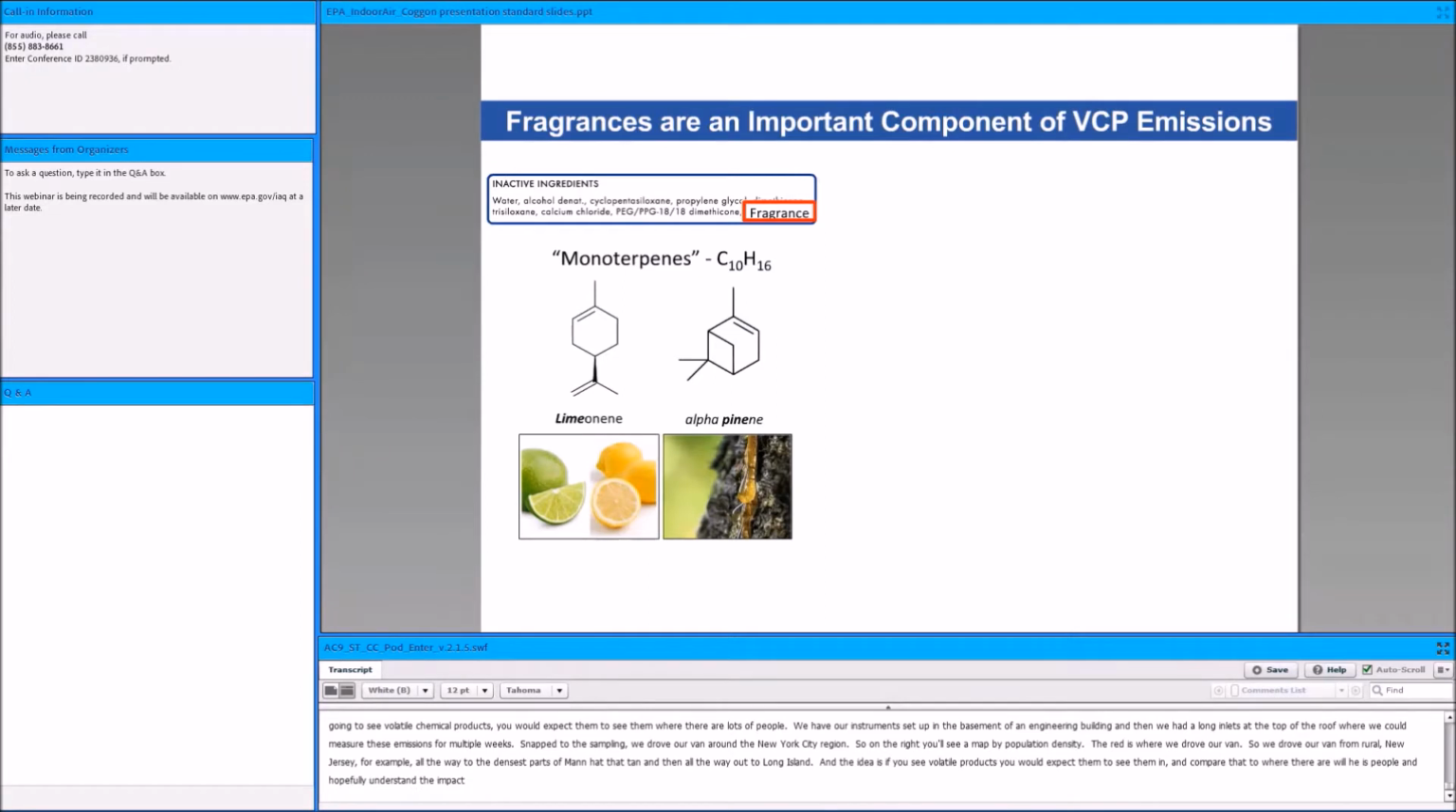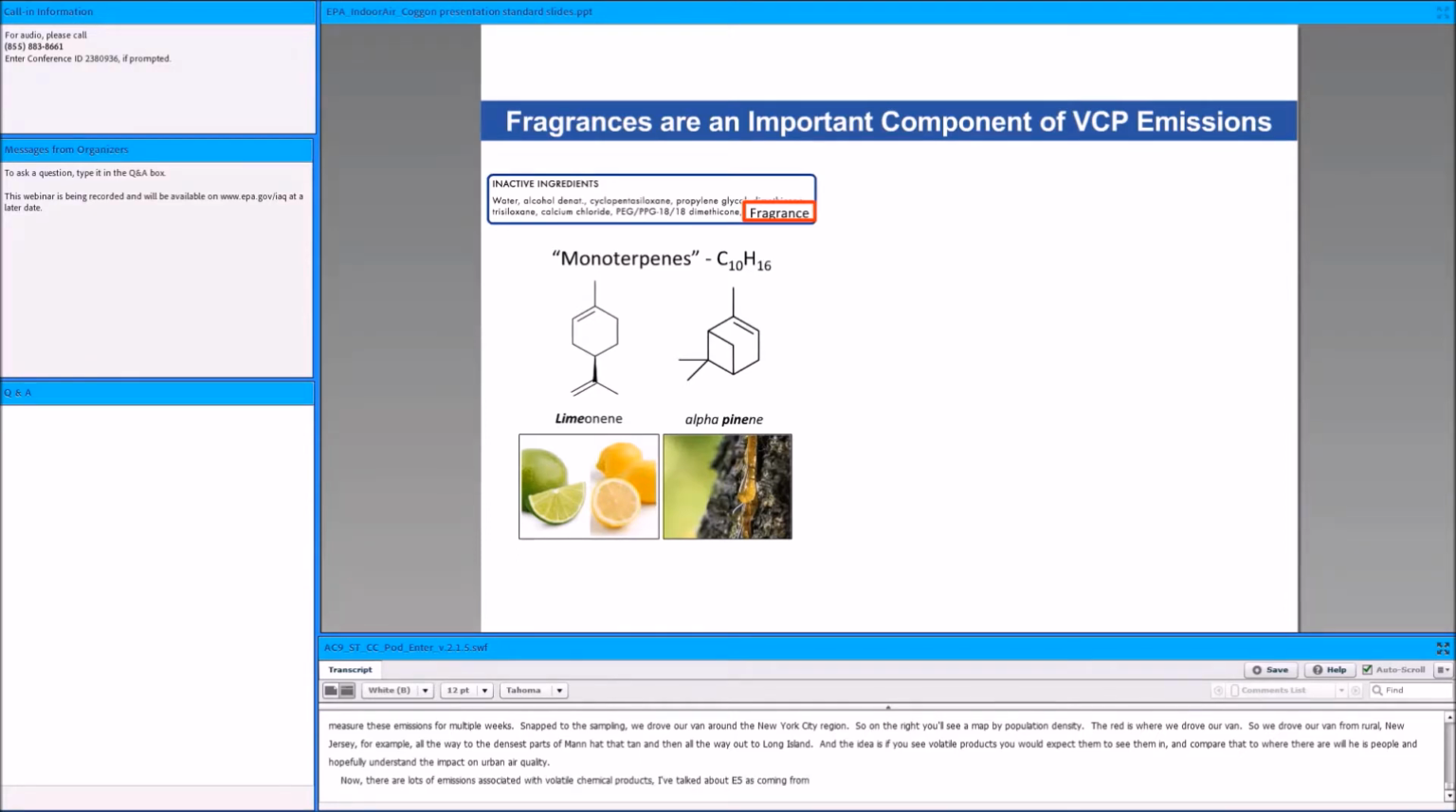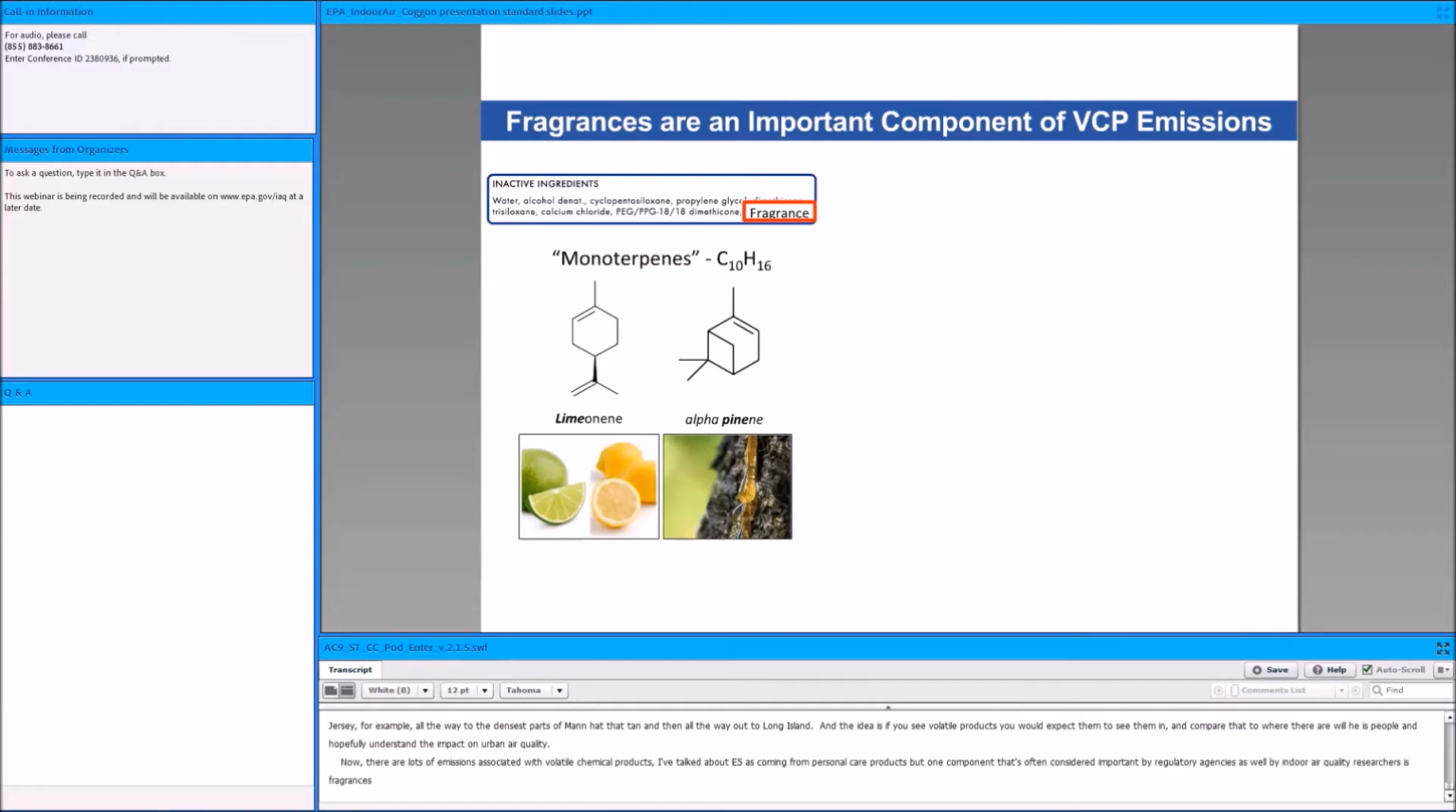Now, there are lots of emissions associated with volatile chemical products. I've talked about D5-siloxane as coming from personal care products, but one component that's often considered important by regulatory agencies as well as by indoor air quality researchers is fragrances. If you were to measure the air of the room that perhaps you're sitting in right now, you would find that fragrances can contribute significantly to the concentrations of monoterpenes.